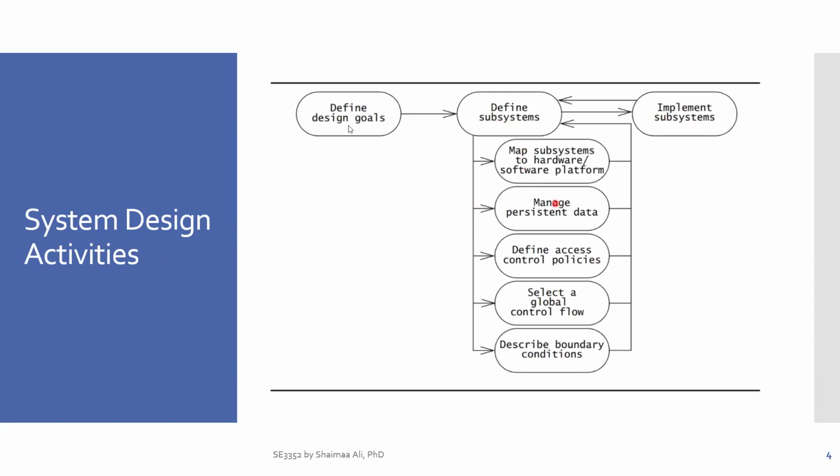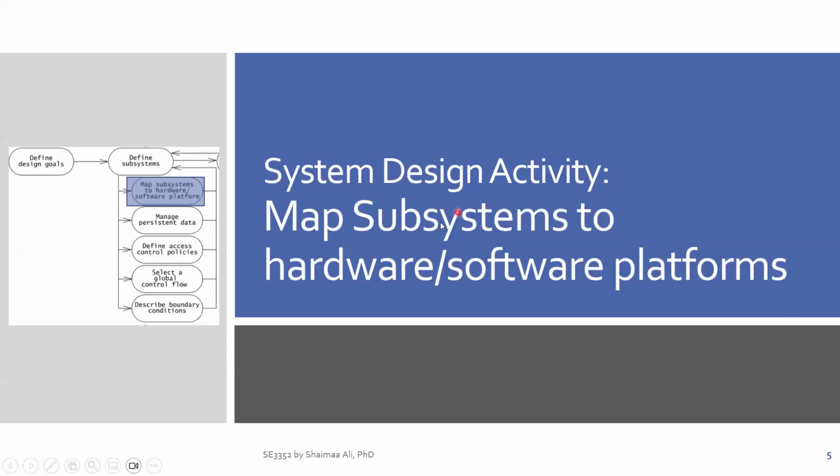So we did talk about defining the design goals, and we talked generally about the decomposition or defining the subsystems. Now we're going to talk about more activities related to defining the subsystems. And we're going to start with the mapping of the subsystems to hardware and software platforms.